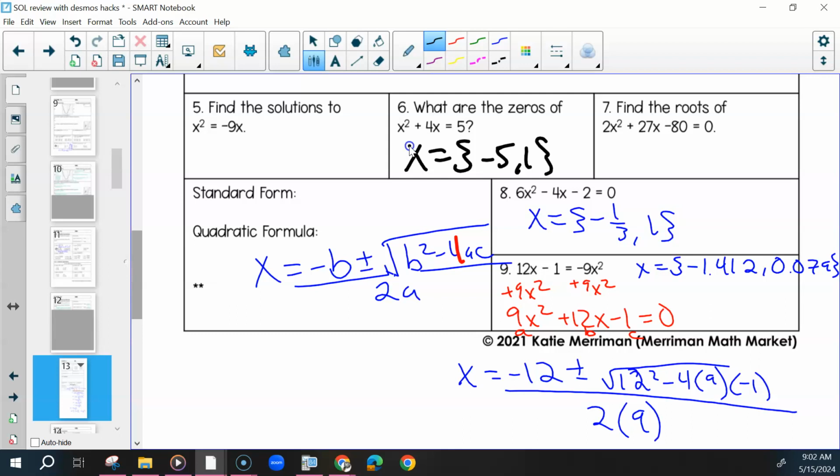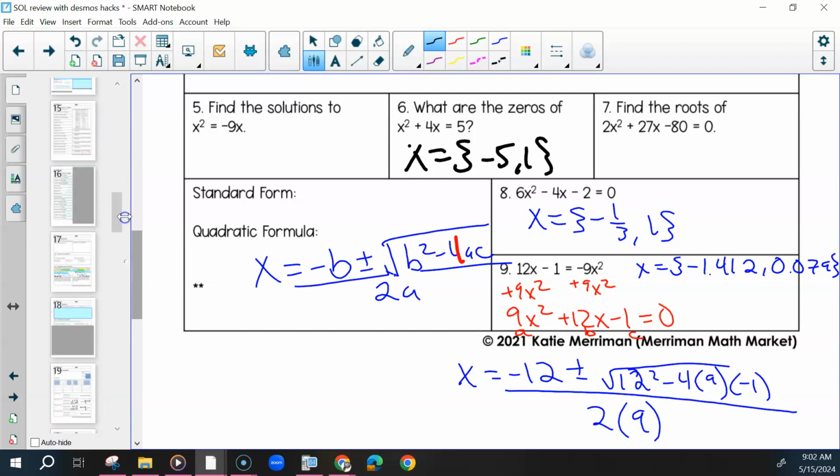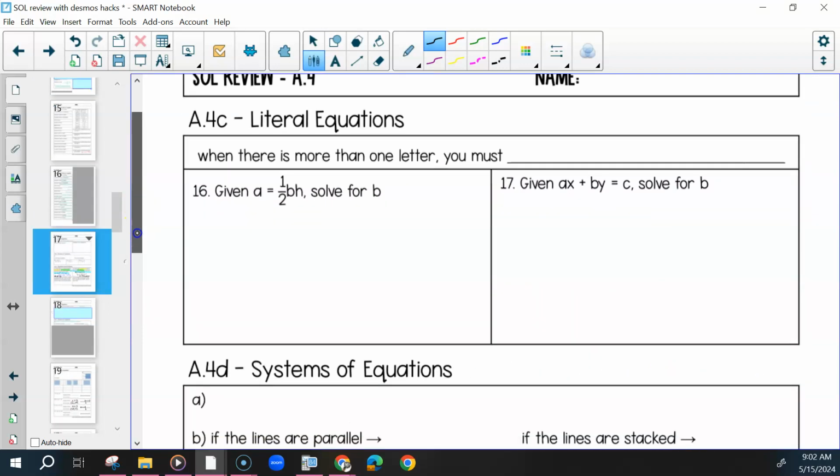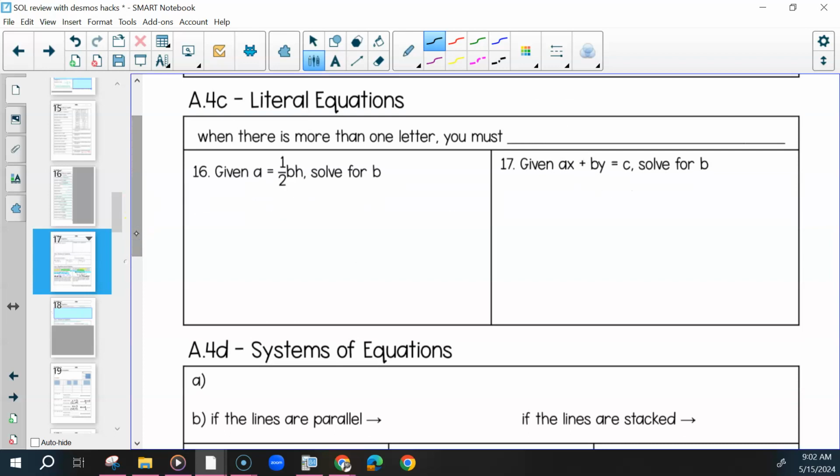C 16 and 20. Sorry. Oh, okay. So literal equations 16 and 17.